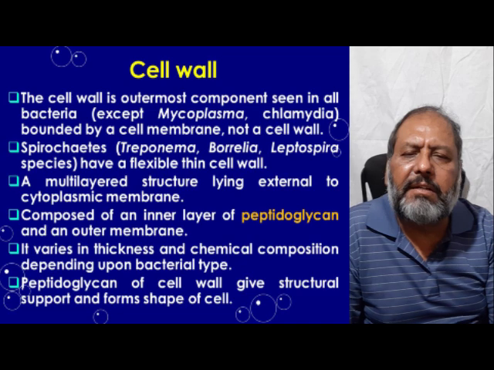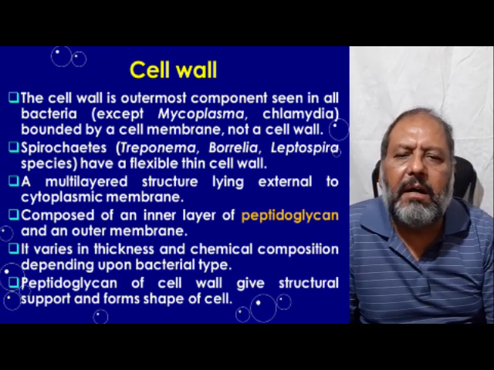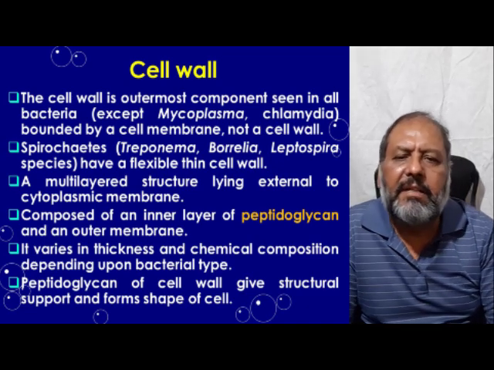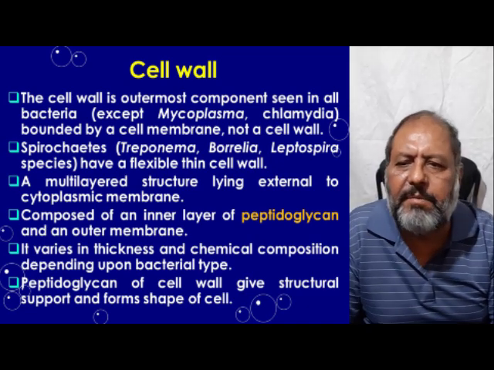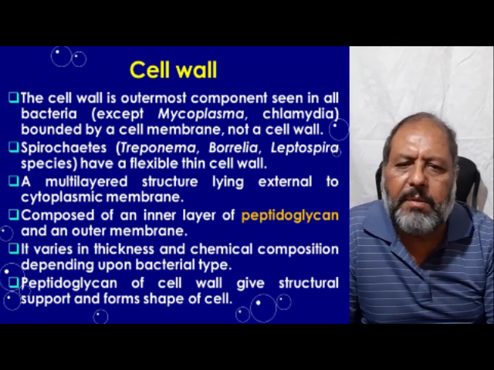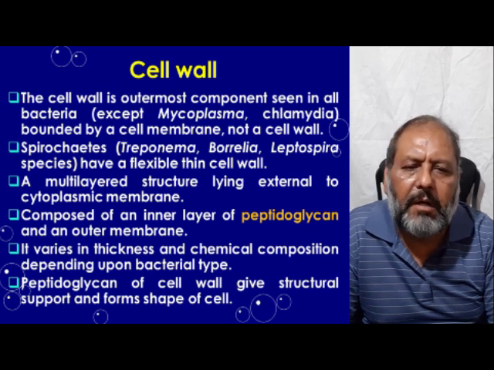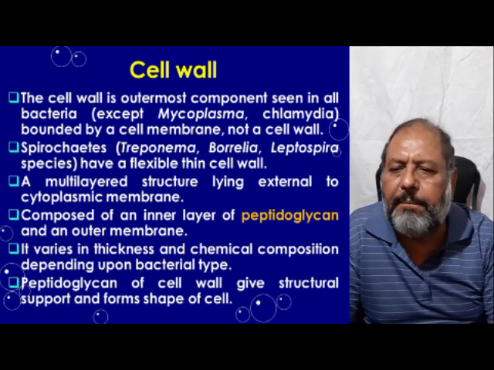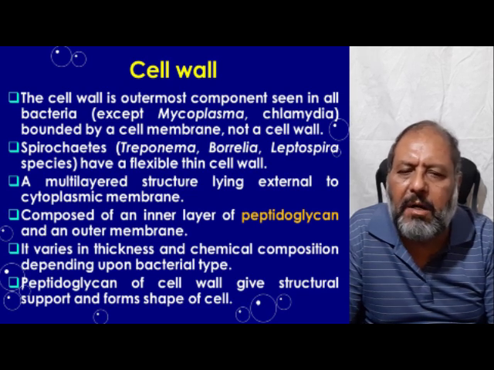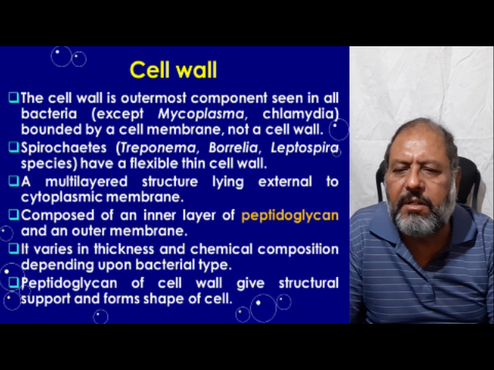Now, continuing the lecture, the cell wall. The cell wall is the outermost component seen in all the bacteria except the Mycoplasma and Chlamydia, which are not bounded by a cell wall but by a cell membrane. Spirochetes, Treponema, Borrelia, Leptospira species, have a flexible thin cell wall.